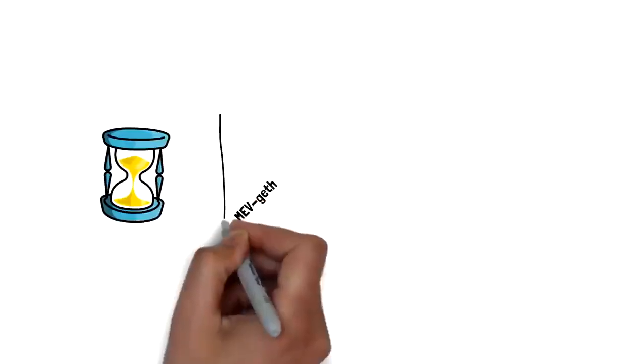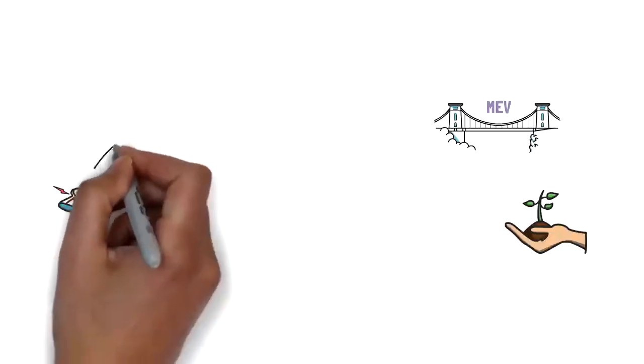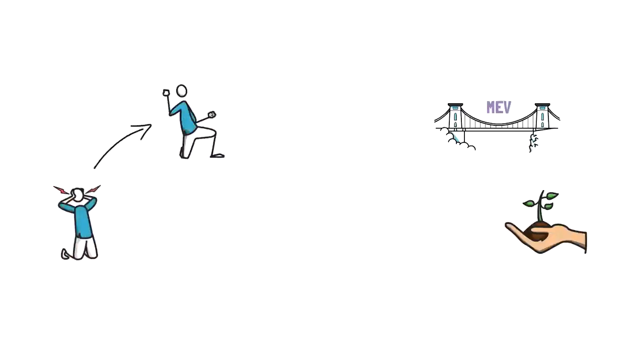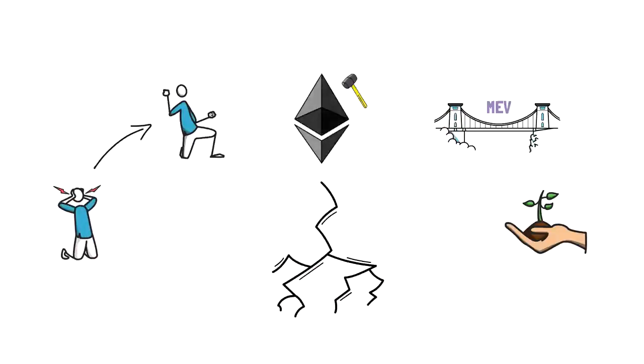Over time, MEV Geth started gaining more and more market share, reaching around 90% of the mining power. Although it looked like the MEV landscape matured and the main pain points were addressed, the space was ready for a big disruption caused by one of the most significant changes to Ethereum itself: the shift from proof of work to proof of stake, and the merge.